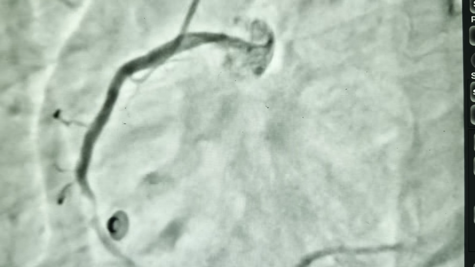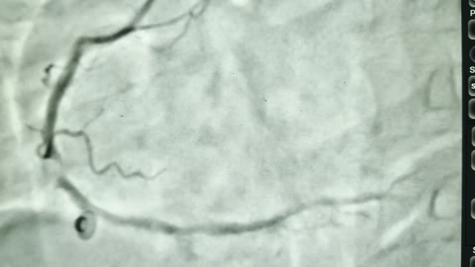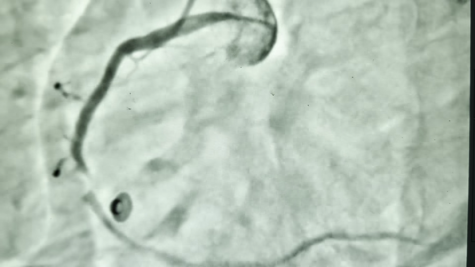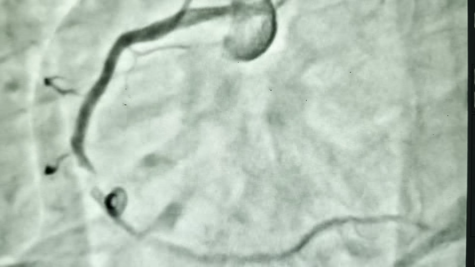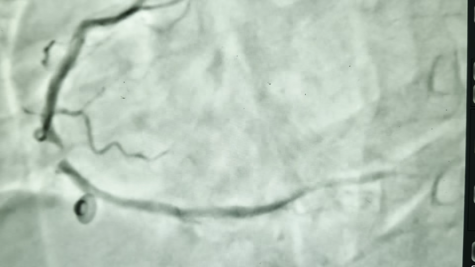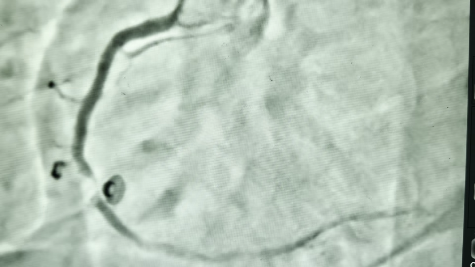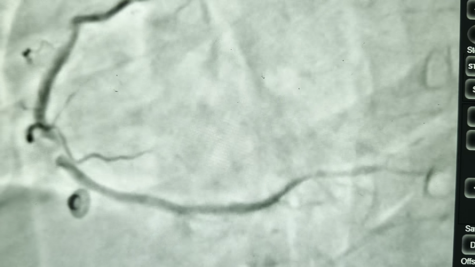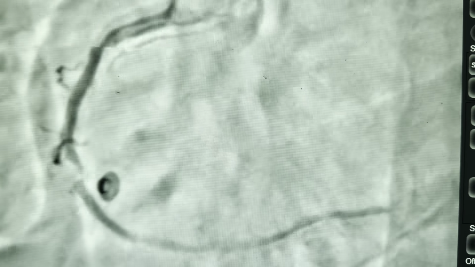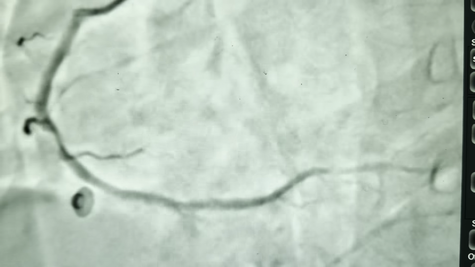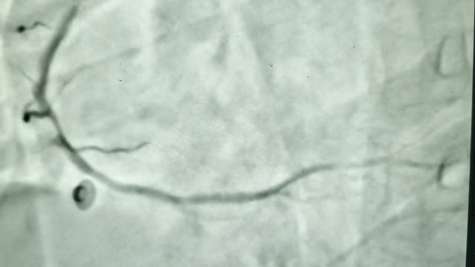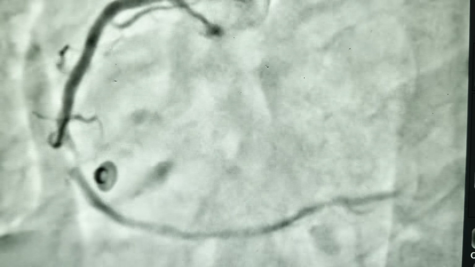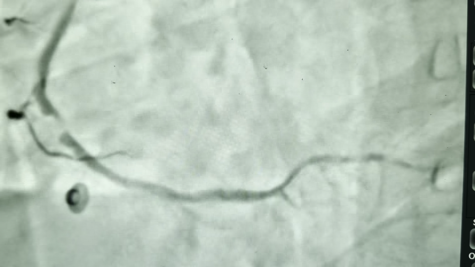So this is a case of inferior wall MI, and you can see clearly that there is a 99% stenosis in the RCA region. The patient presented to us with a chest pain duration of 24 hours, and the patient was out of window period. Anyways, we managed the patient conservatively and then took him up for an angiogram.